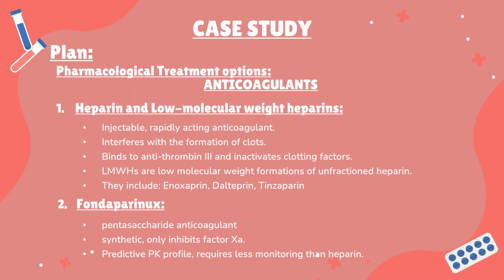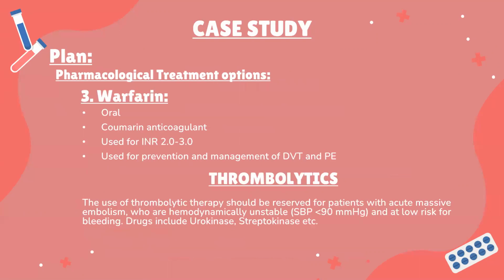We can give heparin and we can also give fondaparinux depending upon the patient condition, and we will analyze the patient condition and then decide what kind of drug we need to administer. In case of warfarin, warfarin is an oral anticoagulant and it is used for the prevention and management of both deep vein thrombosis and pulmonary embolism. However, it is only used when the international normalized ratio is in the 2 to 3 range.